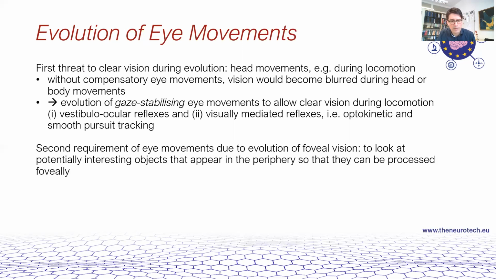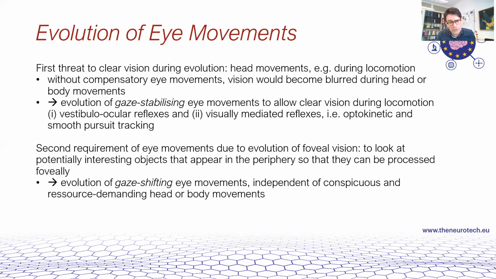A second requirement of eye movements that arose due to the evolution of foveal vision was the need to look at potentially interesting objects that may suddenly appear in the periphery so that they can be processed foveally. This is getting back to the architecture of the eye and the need to look at objects and details of objects that appear interesting and need to be processed in further detail, to point the eyes at these objects so that reflection of light from these details or parts of objects is processed foveally.